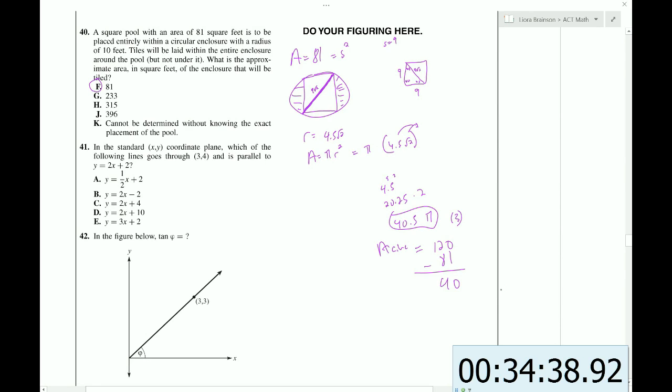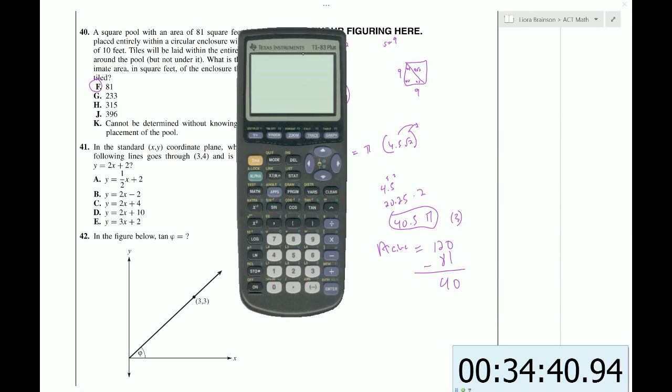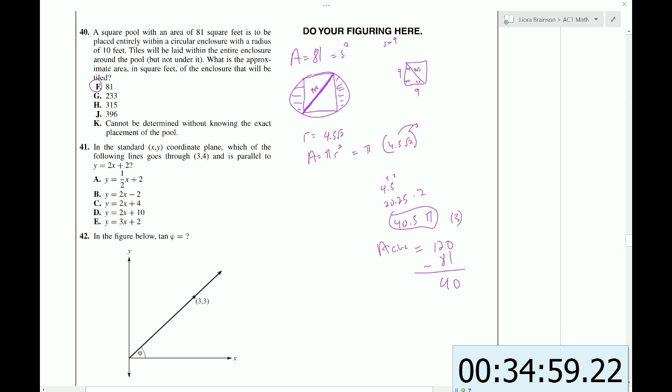Now, if you want to be more accurate, of course, you can use your calculator to do 40.5 times pi. We definitely got a low estimate here. 40.5 times pi is going to equal 127, and then minus the 81 for the other area. That'll give us 46. So how come this is coming out wrong? Let's see.